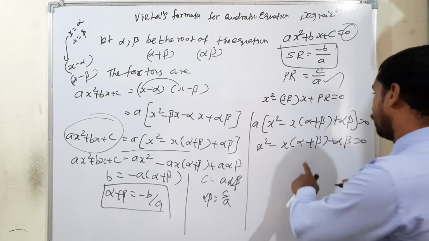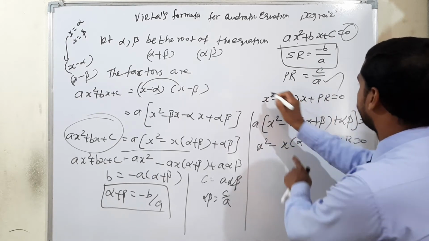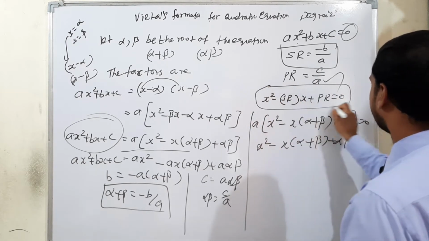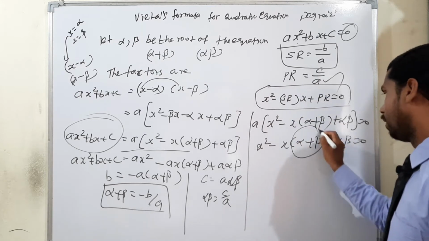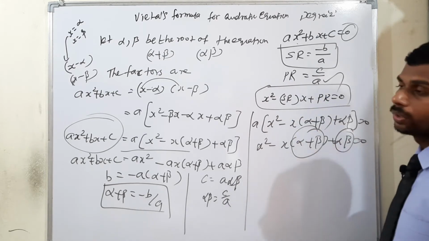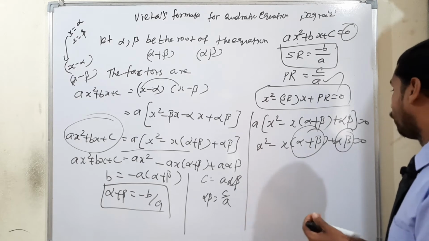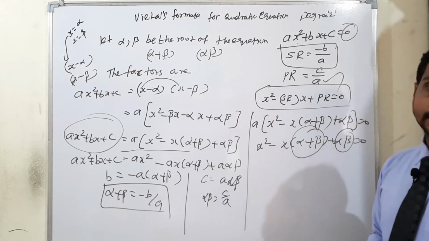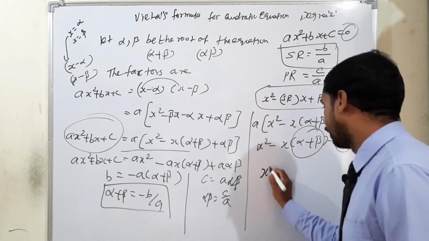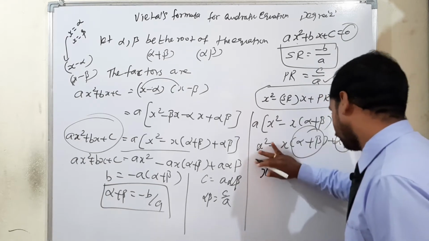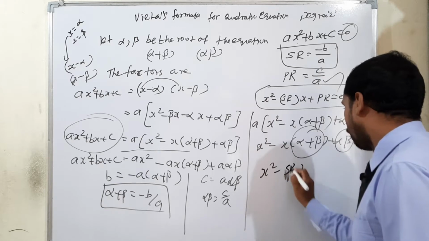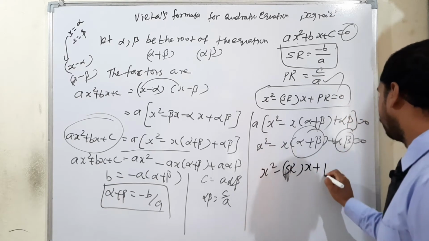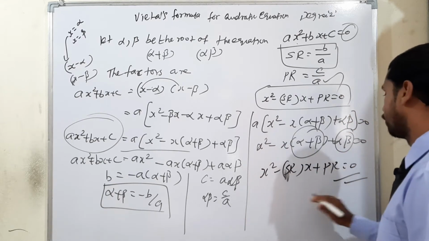Now, we can say, what it is actually is the basic main formula: x square minus sum of roots into x. This is the sum of the roots, and this is the product of the roots. So instead of alpha plus beta we can write the sum of the roots, as well as alpha beta, that is called the product of the roots. Therefore final answer: x square minus sum of roots into x plus alpha beta, means product of roots, is equal to 0. So we have proved.